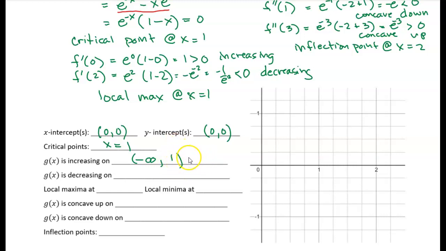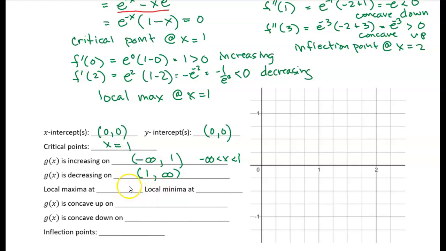Now, in this particular chapter, they expect you to know interval notation, and so if you don't know interval notation, you might have to do a little bit of work to make sure you understand it. So this is basically the same as minus infinity less than x less than 1. Just a different way of writing it using interval notation. Now we found out that it's decreasing to the right of 1, so on the interval from 1 to infinity, it's decreasing.